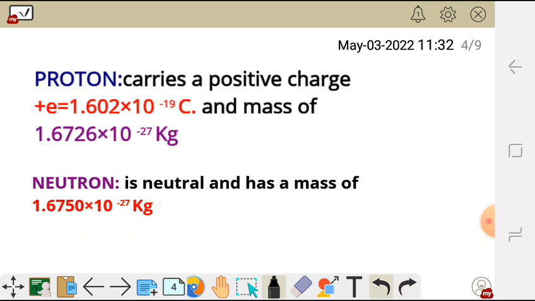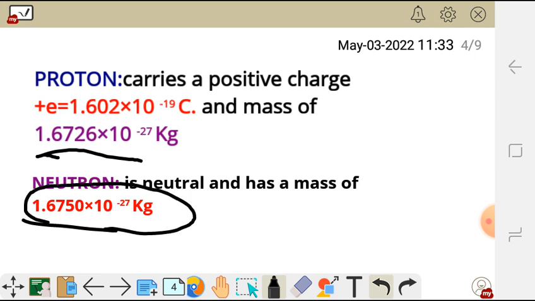So a proton is simply a positive charge. It carries a positive charge, which is denoted by e plus, and it is about 1.602 by 10 to the power negative 19 coulombs, and the mass of a proton is 1.6726 by 10 to the power negative 27 in kgs. Then from there, a neutron is simply neutral. It has no charge, but it has mass, the mass of 1.6750 by 10 to the power negative 27 in kgs.